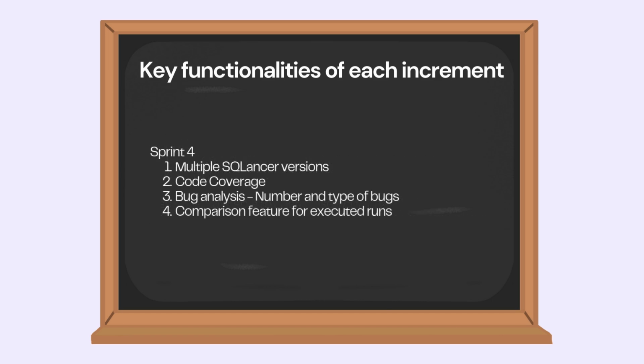For Sprint 4, we have added a drop-down to allow users to choose different versions of inbuilt SQLancer. Besides, we have added a code coverage feature into our app. We have also developed a panel to visualize and analyze the bugs found. Last but not least, we have implemented a comparison feature for executed runs.